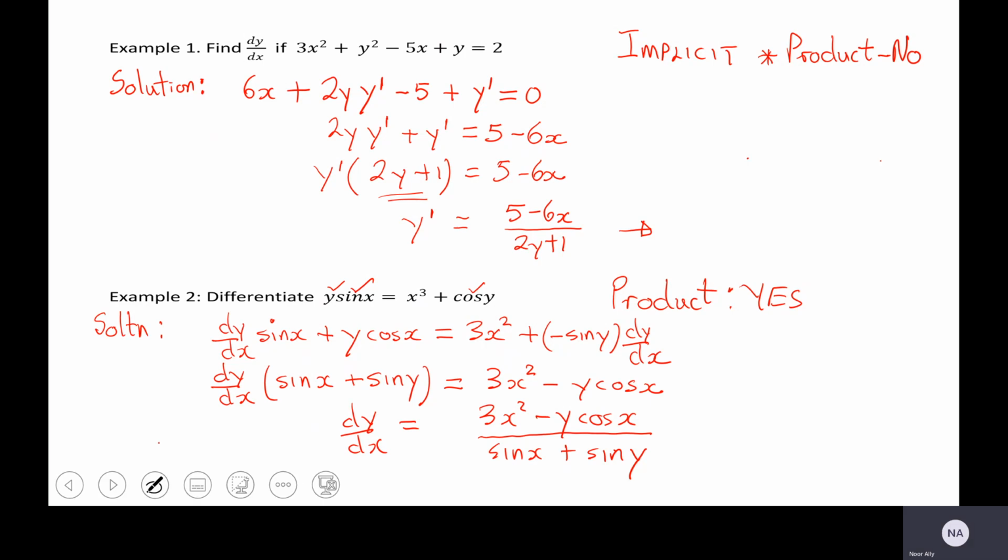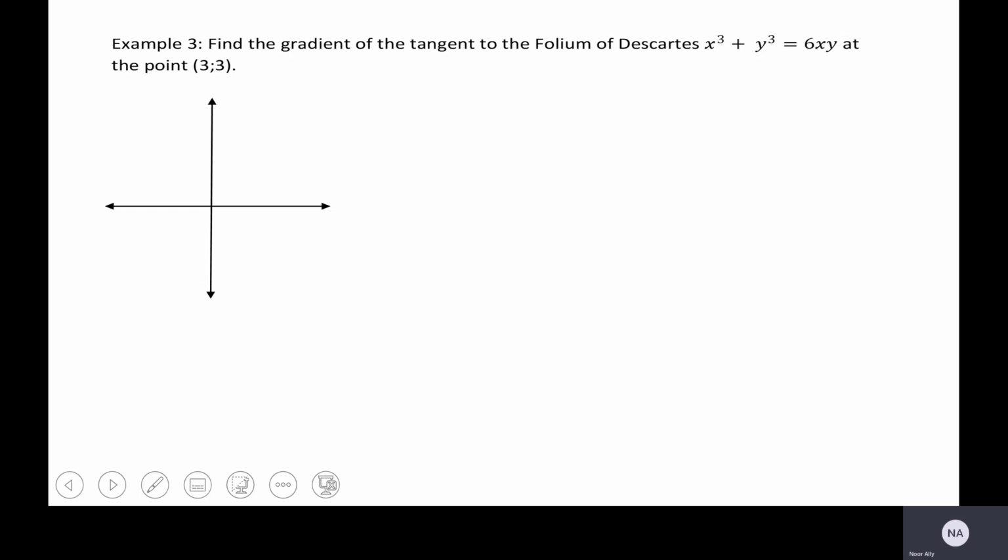Right, let's go on to the next example. Example number 3. Find the gradient of the tangent to the folium of Descartes. What is the equation? x cubed plus y cubed equal to 6xy at the point (3, 3). Now, the reason I actually taken this is to give you an idea. Remember that that equation contains x and y. Therefore, it can be plotted on the Cartesian plane.